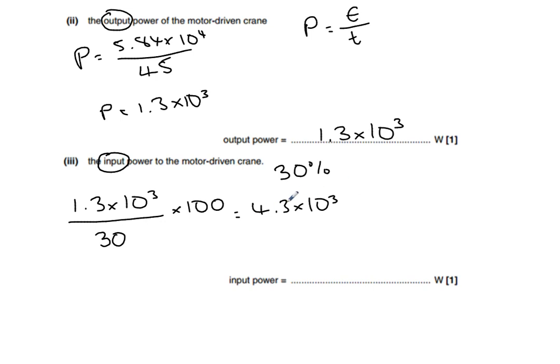Does this answer make sense? You should always continually ask yourself, do the answers you're putting down make sense? Because it's an easy check if you've made a mistake. This number must be bigger than this number, because this number is the output power, and we know that it's only 30% efficient, so the input power must be much bigger. Okay, so 4.3 times 10 to the 3 watts.